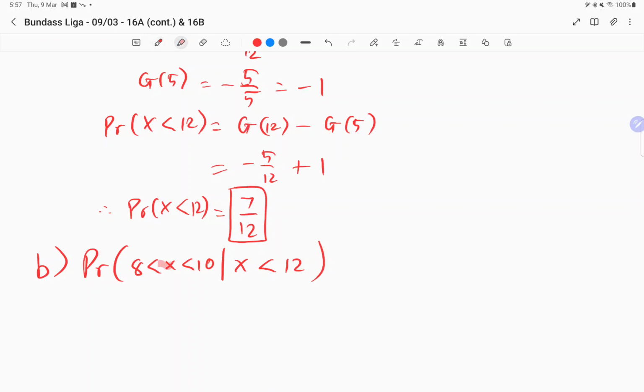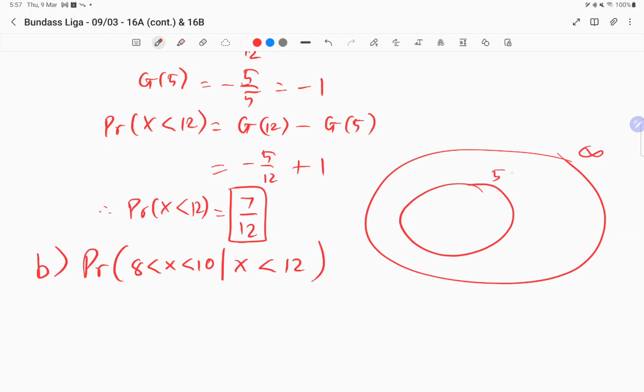Yeah? So we want a conditional probability that x takes a value between 8 and 10, given that x is less than 12. Think of it this way: the total probability goes to infinity, right? But from 5 to 12, this is the little bubble, that's the area from 5 to 12. The other area outside of that will be 12 to infinity.